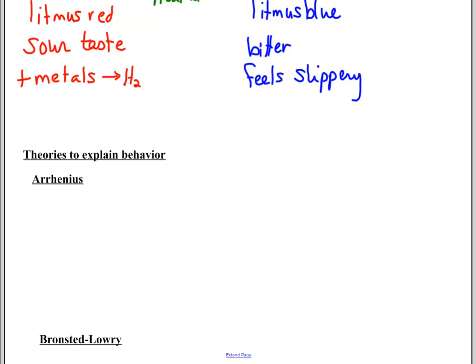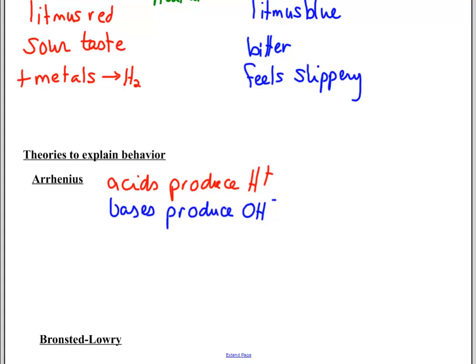Arrhenius defined acids as substances that produce hydrogen ions. He defined bases as substances that produce hydroxide ions. And this definition for acids and bases works well for most of the compounds we're going to work with. Any of the common acids that we have dealt with have hydrogen ions that are liberated when they serve as acids. And most of the bases that we will work with produce hydroxide when they are dissolved in water.